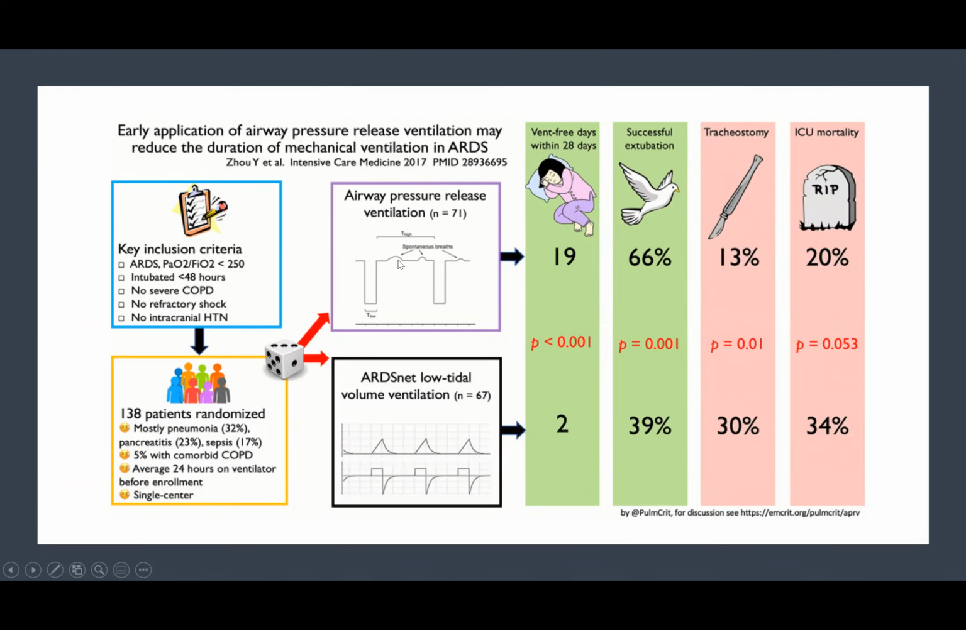They randomized them to APRV, which was, again, RT controlled, with patients breathing spontaneously, or just traditional ARDS-NET. Their primary outcome, which was ventilator-free days, was statistically significantly different. So 19 days as opposed to 2. Their secondary outcomes: there was more successful extubation, less tracheostomy, and their ICU mortality was decreased, but not statistically significant. This was really interesting and provocative, but this has not been reproduced in any other North American or Western European traditional multi-center RCT, and it's based on physiologic extrapolation. So that's the rationale for APRV.